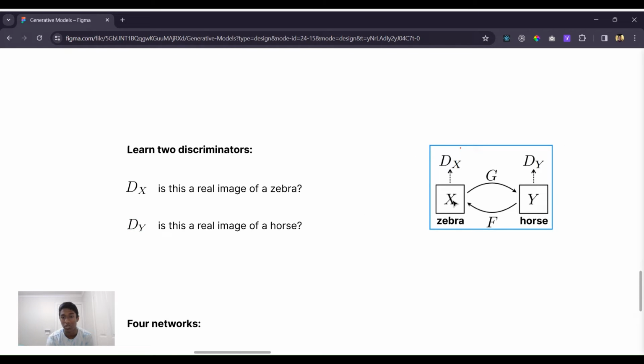So we have our zebra domain here, which is X, and G is taking X to Y. So it's converting zebras to horses. And then we're going to feed that into D of Y, which asks, is this a real image of a horse? Similarly, we have our horse domain Y, and F is going to take that horse and translate it into a zebra. And then we're going to ask ourselves, is that zebra a real image of a zebra?